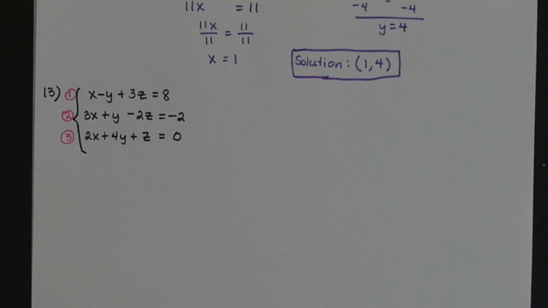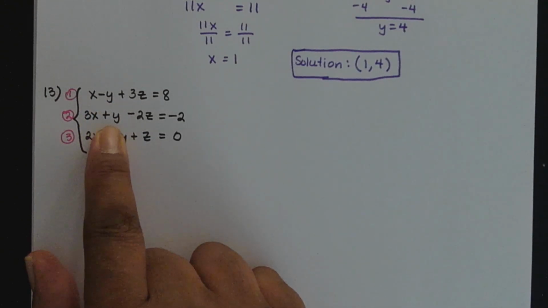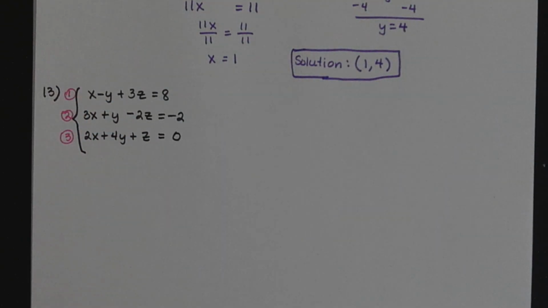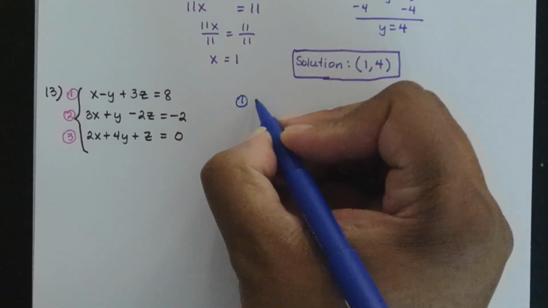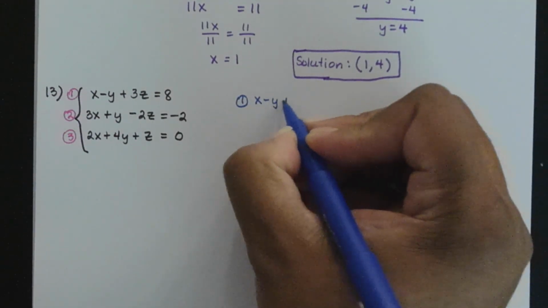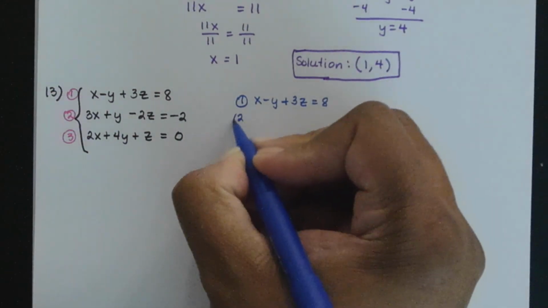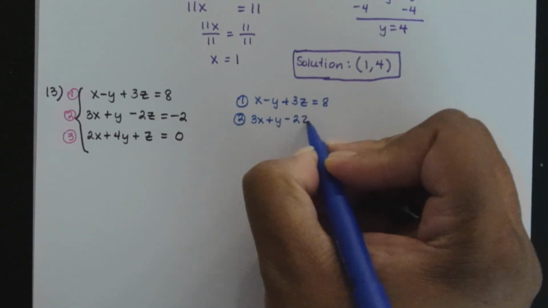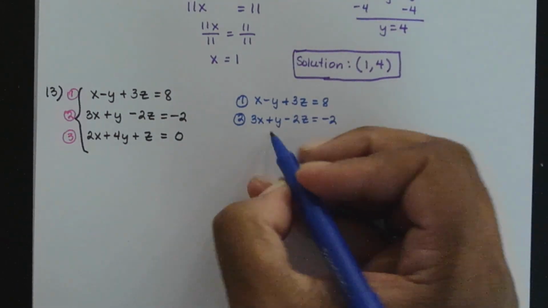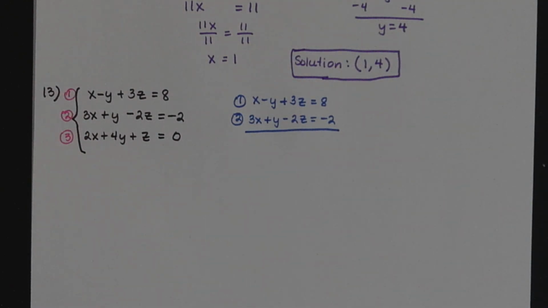Which 2 equations would you like to work with? 1 and 2, because notice on the y, I have a minus y and a plus y. So let's do this. Equation 1 is x minus y plus 3z is equal to 8. Equation 2 is 3x plus y minus 2z is equal to negative 2. I can go ahead and eliminate the y.